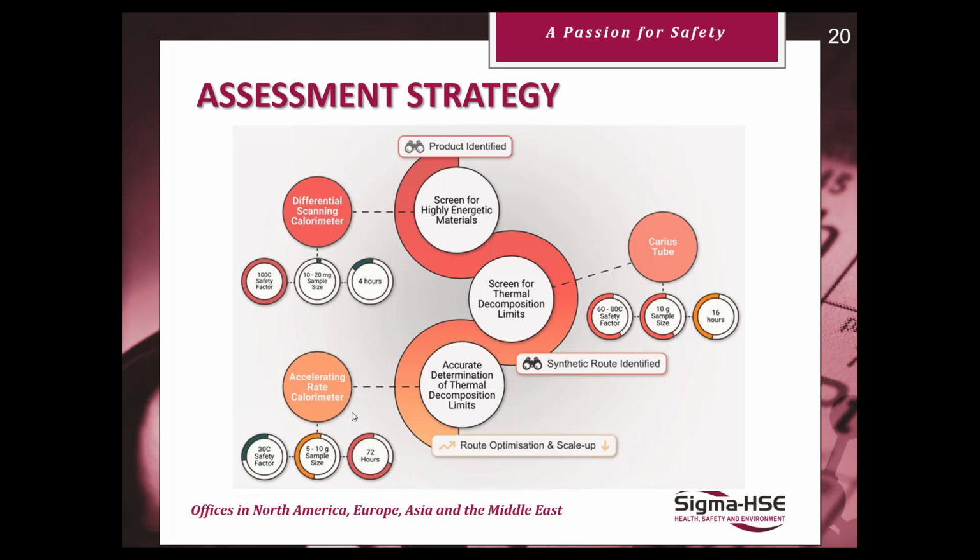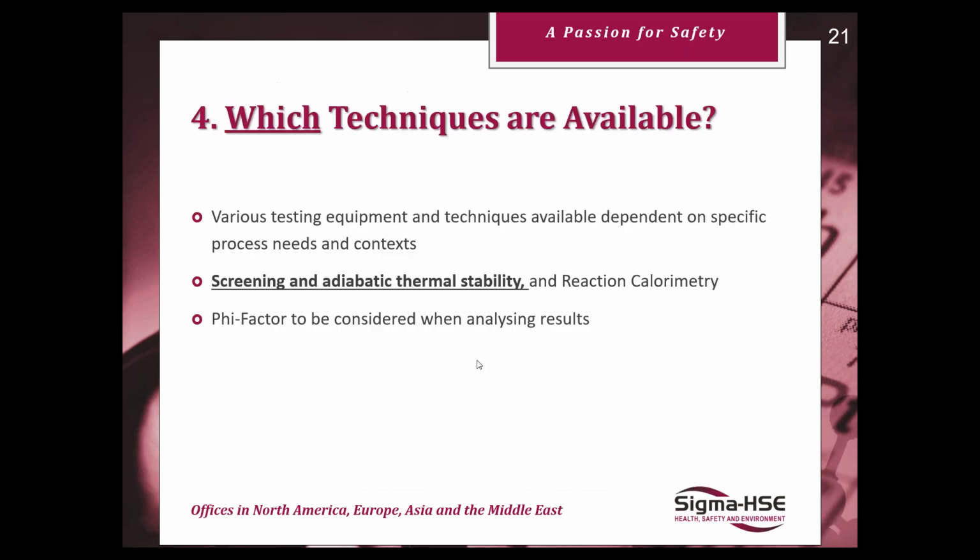And then moving on later into the process to our adiabatic techniques. So for example, here we've listed the ARC test. And again, this has a moderate sample size requirement, but it is much more precise in terms of its exothermic onset with that 30-degree safety factor, whereas you can see higher up with the DSC, it's about 100-degree safety factor. So it just gives you more certainty around when exactly you might have issues with decomposition.